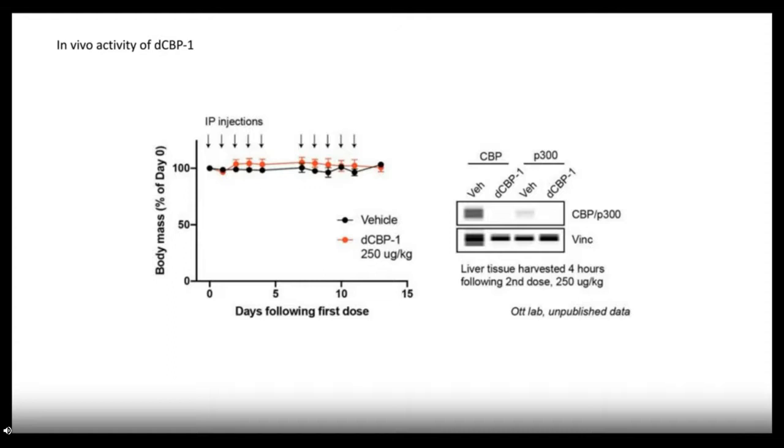So here we've harvested 4 hours after the second dose of DCBP1. We've harvested livers, and using the capillary immunoassay, the West system, we can show depletion, almost complete depletion in the liver of CBP and p300. And yet this seems to be well tolerated. So we think that this tool compound can also have in vivo utility for studying CBP and p300 depletion effects in vivo in mouse models.